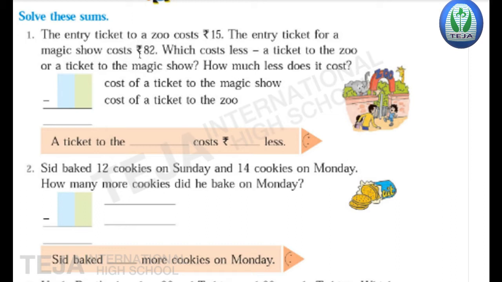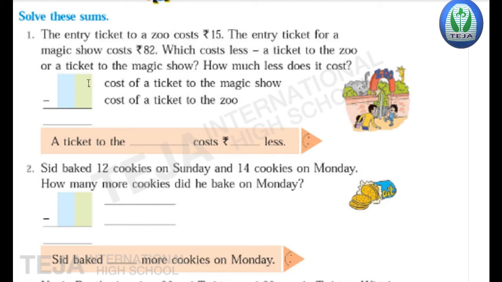Now by seeing the figures we can identify which ticket costs more, the ticket of the zoo or the ticket of the magic show, children? Here magic show is 82 rupees, zoo is 15. So which one is more? 82 is a bigger number than 15. So the cost of the magic show is more. Now we have to find which costs less, and how much less it costs. That means what is the difference between 82 and 15.